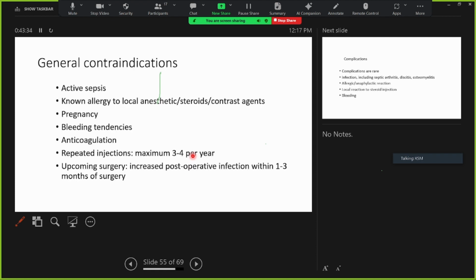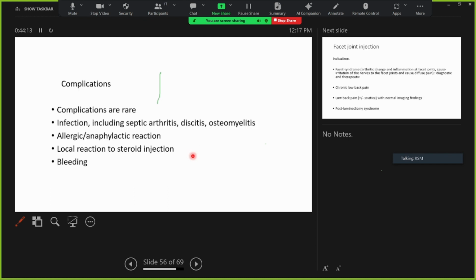So what are the general contraindications? There are a few: active sepsis around the area we are accessing, or known allergy to local anesthetic, steroid or contrast agents. During pregnancy we usually don't attempt it. When there are bleeding tendencies or anticoagulation, there is an increased risk of bleeding. We don't repeat injections more than 3 to 4 per year. And if the patient is waiting for surgery, steroid injection will increase the risk of infection, so if there's upcoming surgery we don't attempt steroid injections.